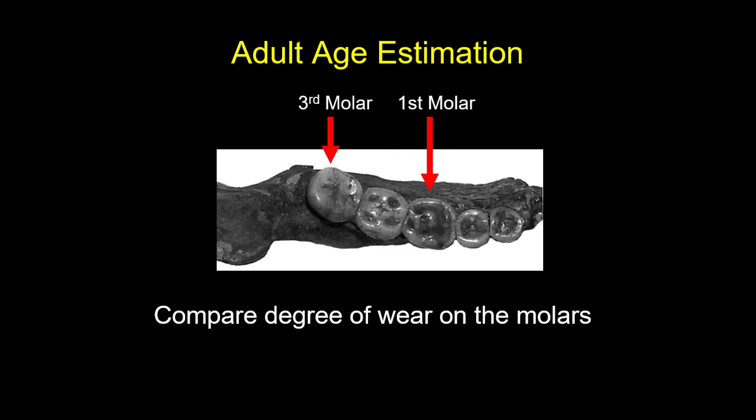But what we can do then is just determine, based on the amount of wear on the first tooth, compare it to the second, and finally the third tooth, we can actually extrapolate an exact age based on what we know about the rate of tooth wear.